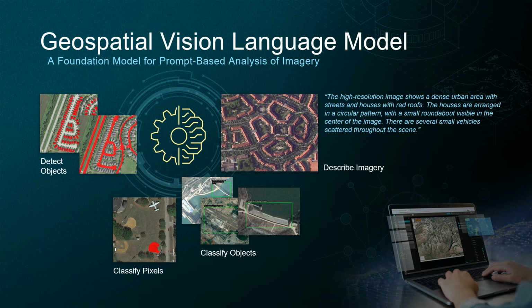And it has two key characteristics. The GeoVLM, first of all, understands geospatial imagery, obviously, but also language. And this enables prompt-based analysis. GeoVLM also handles multiple types of tasks: pixel classification, object detection, counting objects, describing imagery. One model, multiple tasks. So now we're going to see a demonstration to see what this model is capable of.